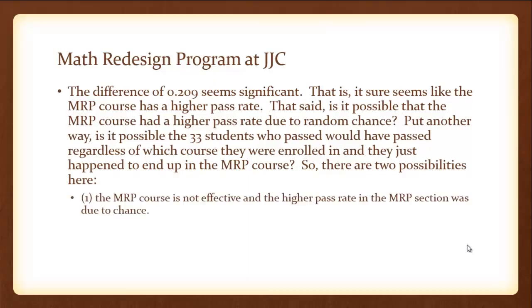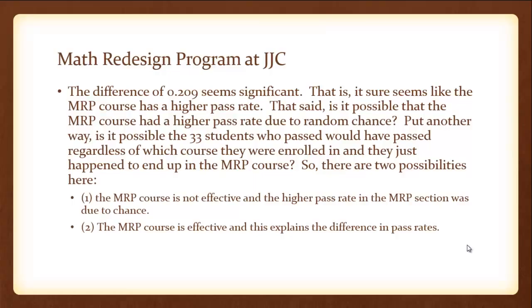All right? So basically we have two possibilities. The MRP course is not effective at all, and the higher pass rate was simply due to chance. We had more students that happened to show up in the MRP, but those students would have passed whether they were in the MRP or the traditional, it didn't matter. The other possibility is the MRP course is effective, and the reason we saw that higher pass rate in the MRP course is because the MRP course is an effective tool for increasing pass rates beyond that of traditional. That's what we have to figure out.